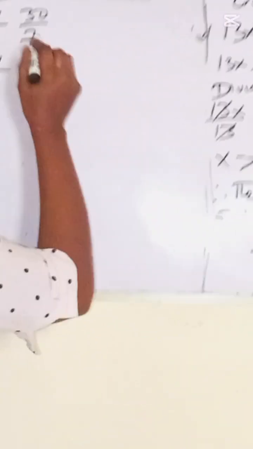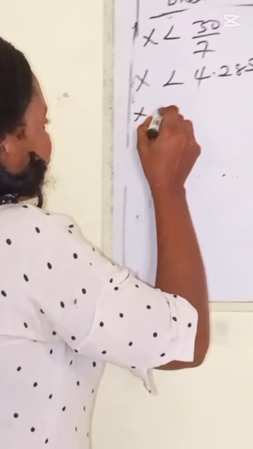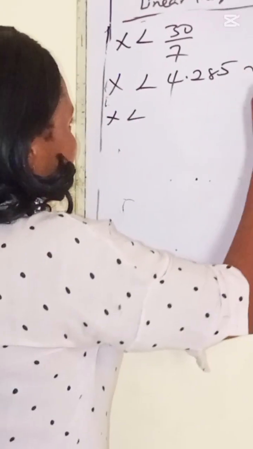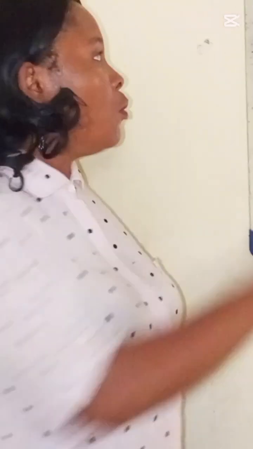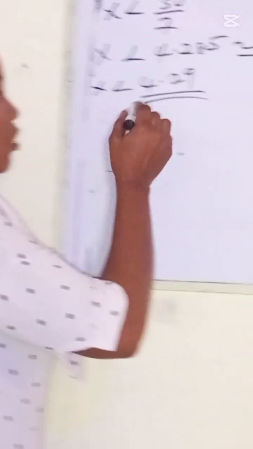So now, I think something can go. I mean, 7 can go into 30. We have x is less than 30 divided by 7, which will give us 4.285, so x is less than, when you want to approximate, 4.29. So this is our answer, if you are putting it in decimal. But in fractional form, 7 will go into 30 4 times, remember the remainder 2, which is 4 and 2 over 7. So this is our answer.